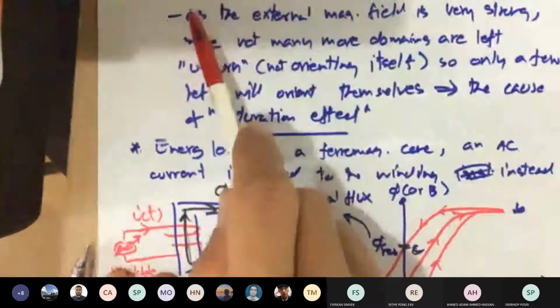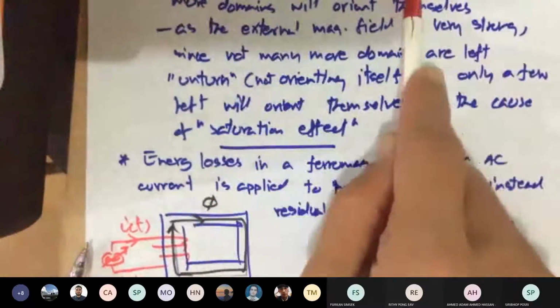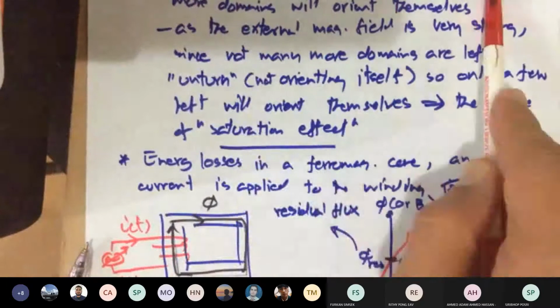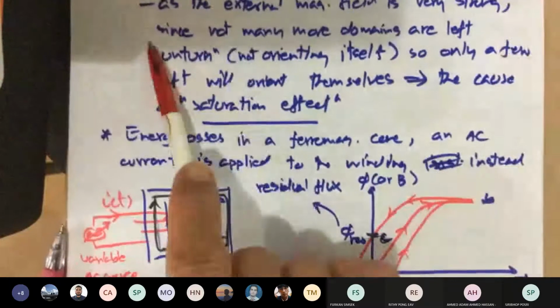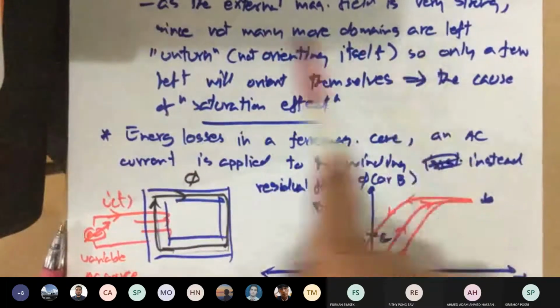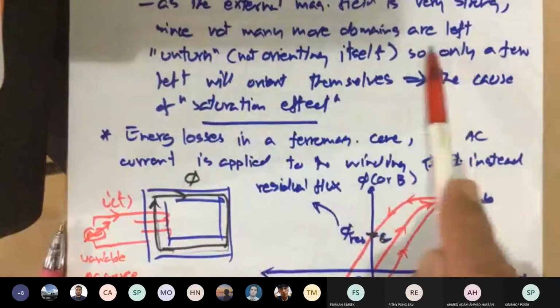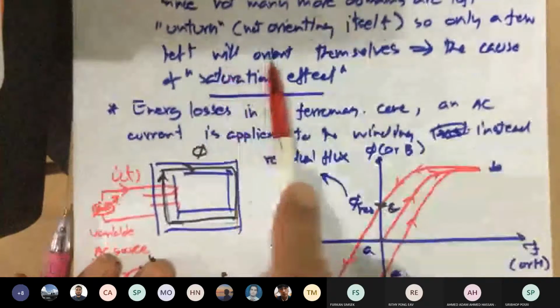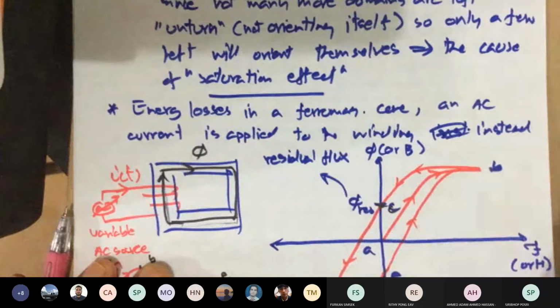So at low current, only some domains will orient themselves. At a medium value, many more move. As the external field becomes very strong, not very many are left because most of them have already turned. So only a few left will orient themselves. This is the cause of the saturation effect. Everybody has already turned, so you get nothing more even if you increase to even higher current.